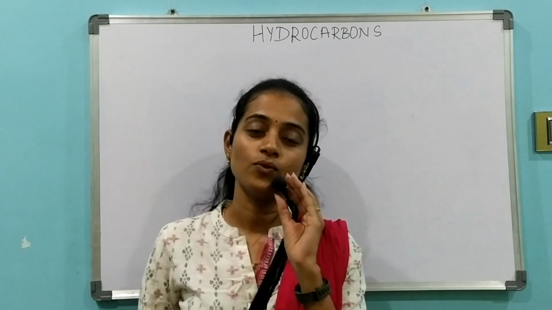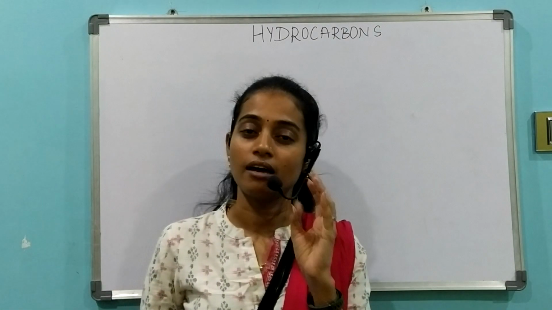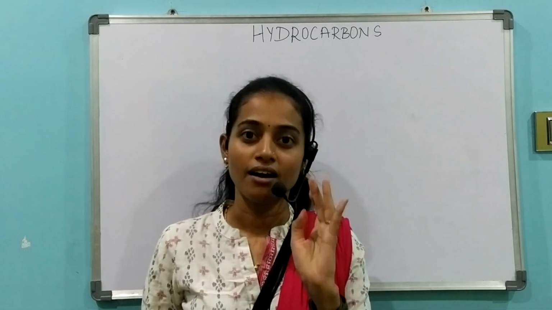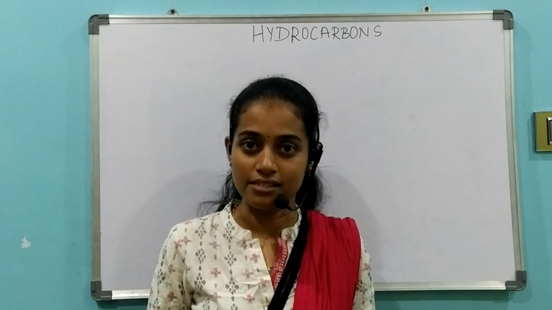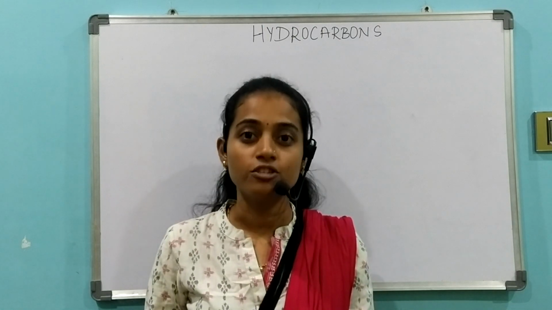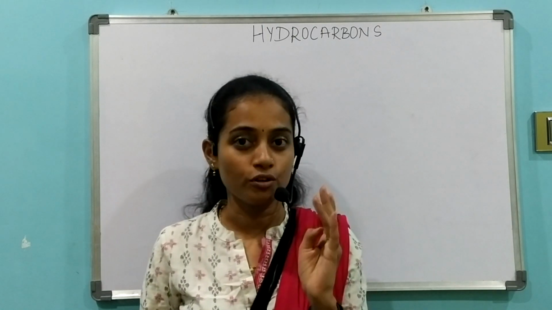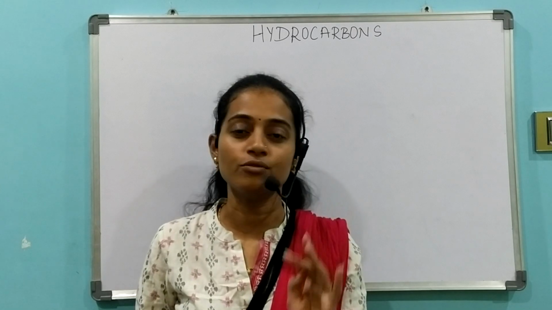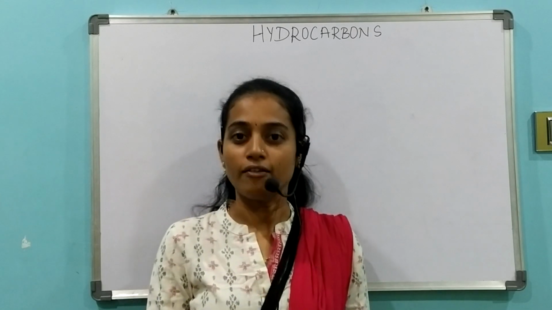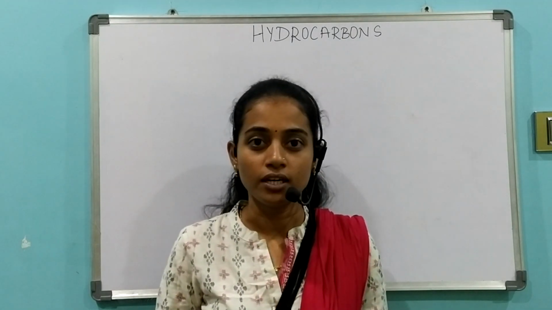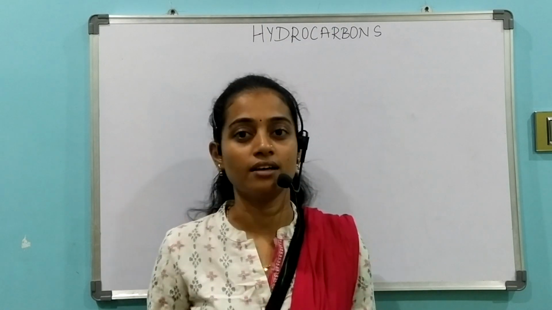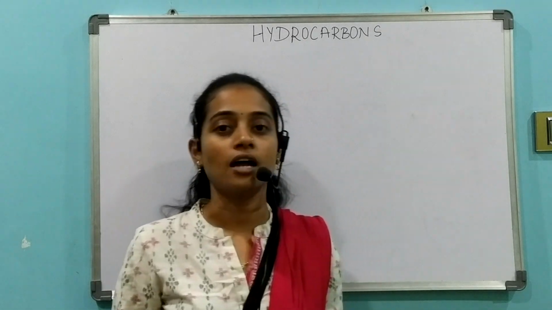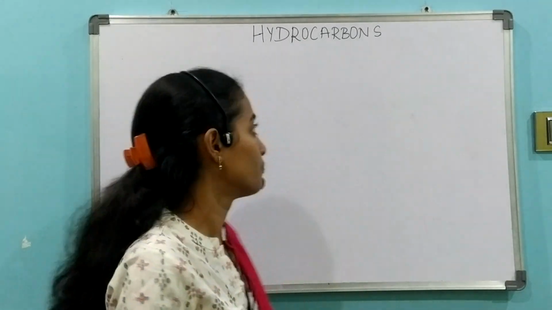In hydrocarbons, we need to study three concepts, that is alkanes, alkenes, alkynes. And we have already completed about alkanes, where we have studied nomenclature of the alkanes, preparation of the alkanes, chemical properties of the alkanes. Correct? So after alkanes, we will be going for the unsaturated hydrocarbons, that is alkenes and alkynes. In this session, we will start studying about alkenes.